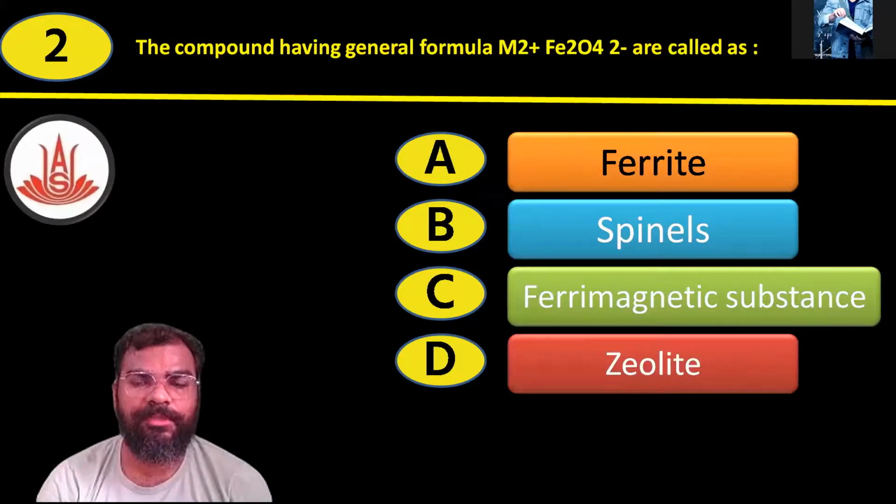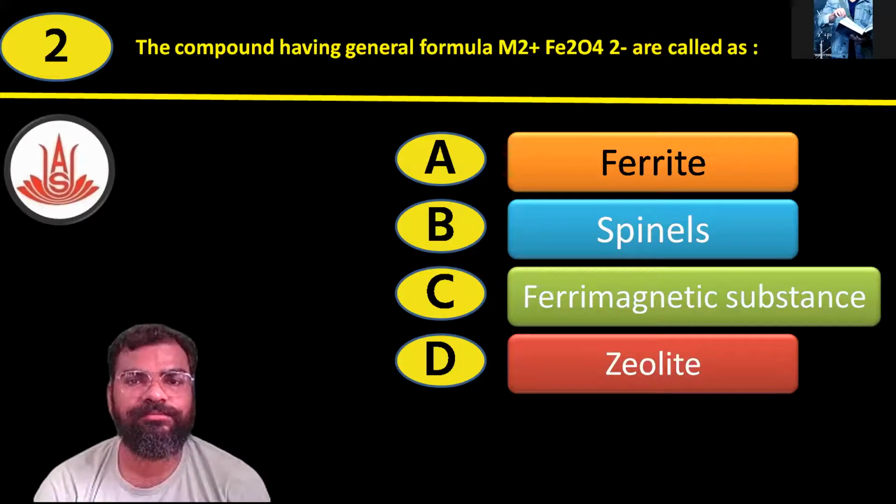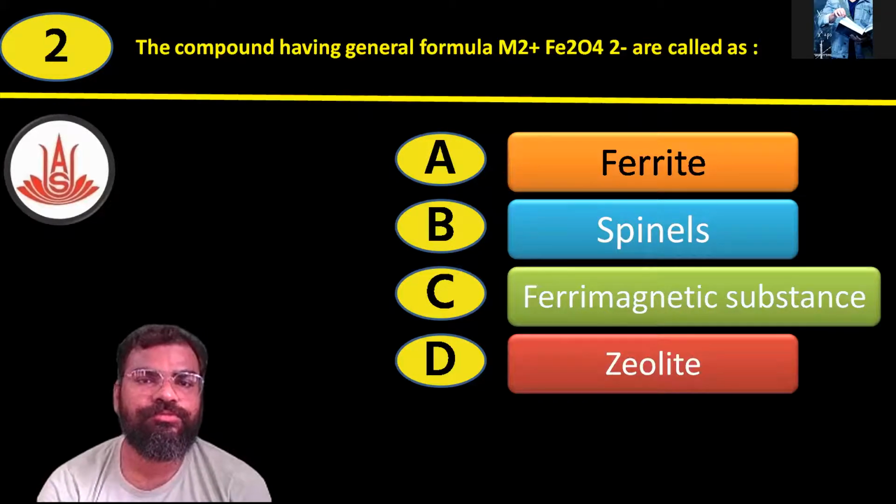After that, question number 2: the compound having the general formula M+2 Fe2O4-2 is called as, see, this we did yesterday only. Yesterday in the morning session, the same question was there, it is the ferrites. Option A, ferrite, is the correct answer for this.